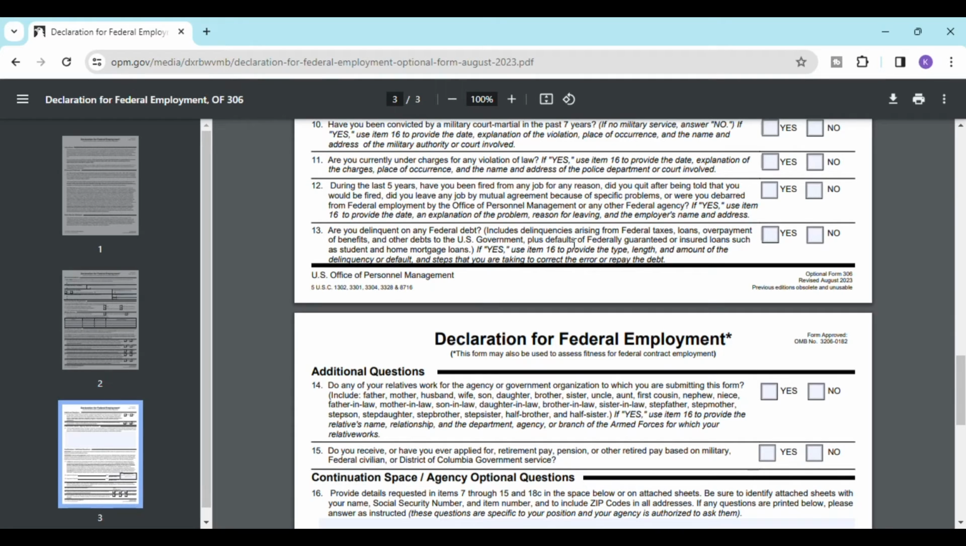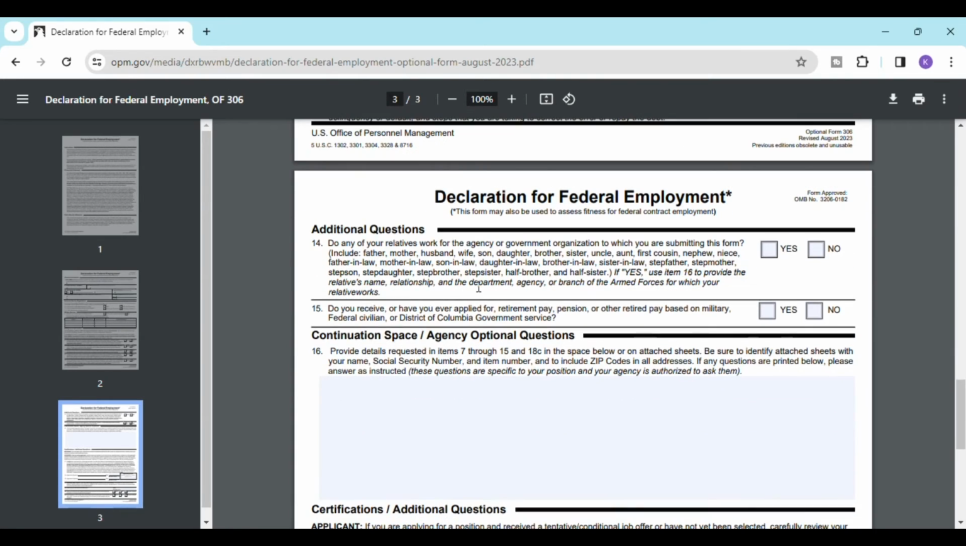You're going to follow these examples, the type, length, and amount of the delinquency or default, and the steps you're taking to correct the error or repay the debt. So if you're delinquent on these debts, they're going to want to know if you've made any steps to become current. And if you have and you set up repayment plans, then you're going to list all that. And the more progress that you've made towards trying to repay those debts, even if you're still delinquent, that's going to be in your favor. So you want to have all the proof available that yes, you may have federal debt, but you are making progress towards becoming current or completing paying off that debt.